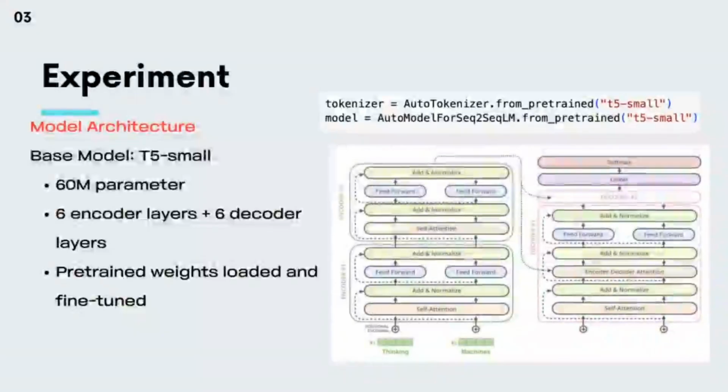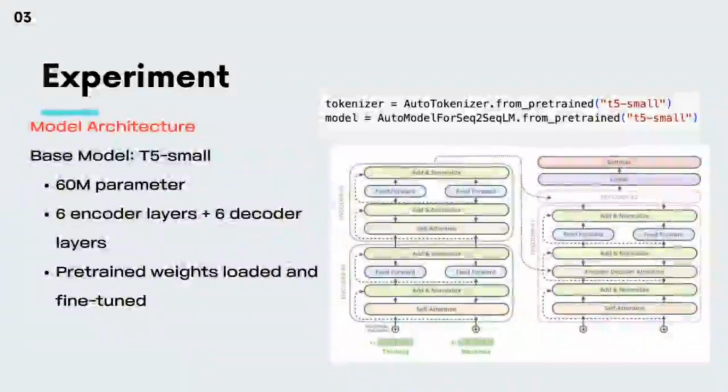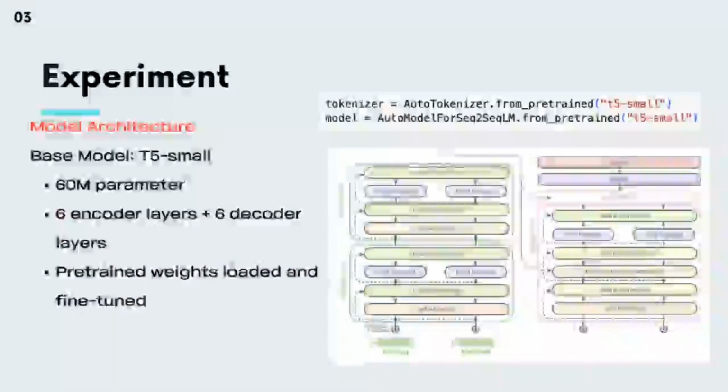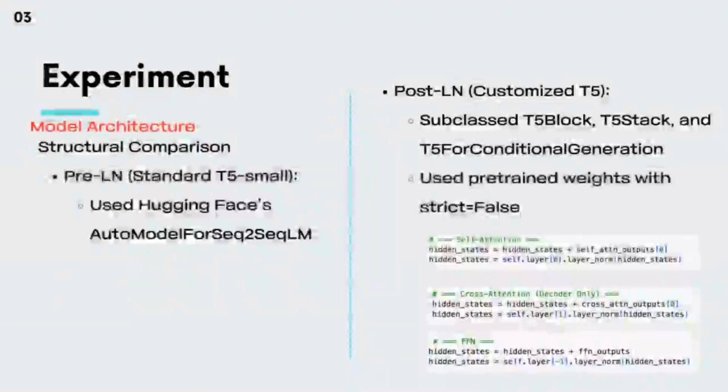We use T5-Small, a lightweight transformer model with 60 million parameters. It has 6 encoder and 6 decoder layers and is often used for tasks like translation. We loaded the pre-trained weights and fine-tuned it on our small datasets to see how structure changes affect performance in low-resource settings. We compare two versions.